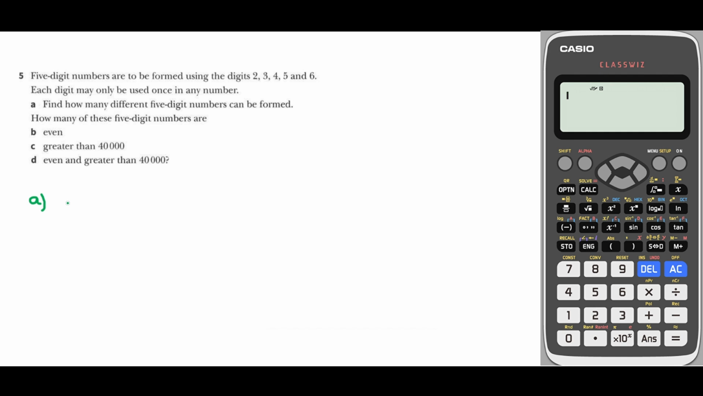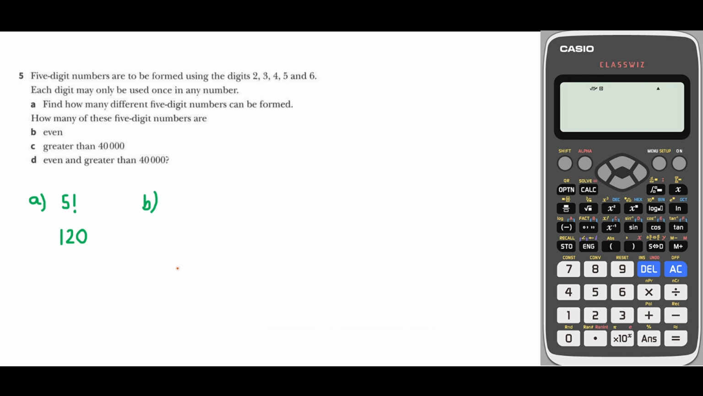Okay, so since there are no restrictions, we have to arrange 5 digits to make a 5-digit number. This can be calculated through 5 factorial. The answer for this part is 120. Now, let's do Part B. How many of these 5-digit numbers are even?